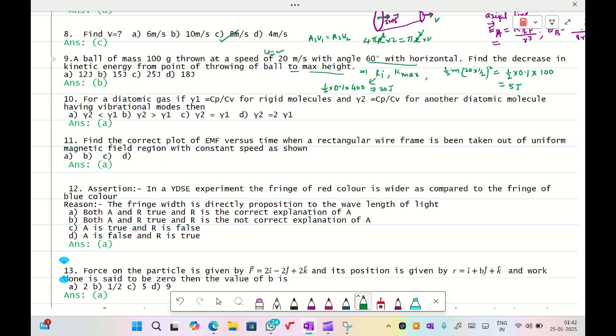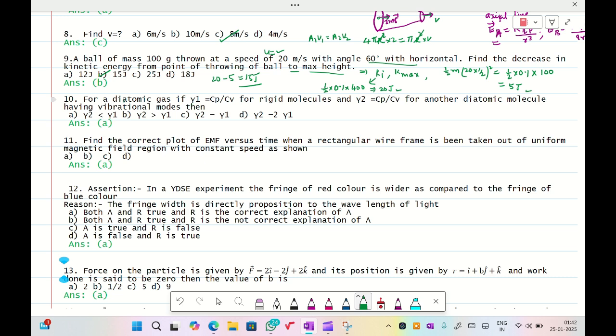Now the change in kinetic energy. If they are asking to find the decrease in kinetic energy, initially it is 20 joules. After reaching the maximum height, the kinetic energy decreases to 5 joules. Therefore the decrease in kinetic energy is 20 minus 5, that is 15 joules of energy. So this is the change in kinetic energy, half m v1 square minus half m v2 square.